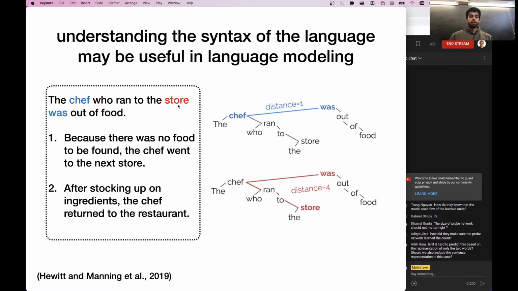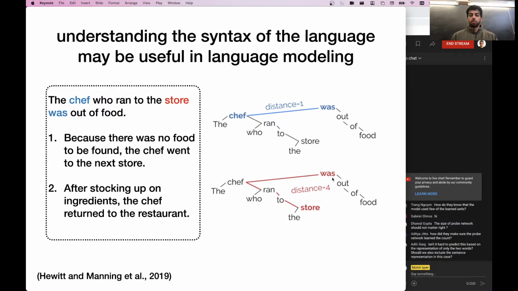So if the chef who ran to the store was out of food, and "was" is connected to "chef," then you might have this second interpretation here: After stocking up on ingredients, the chef returned to the restaurant. So the chef was out of food, he went to the store, he bought food, and now he's all good.